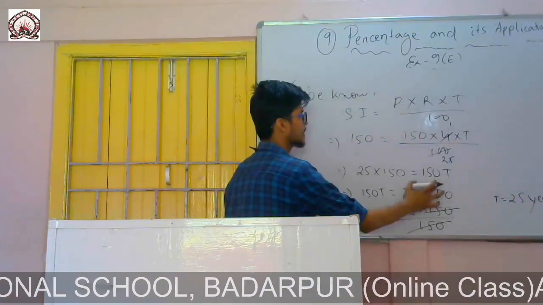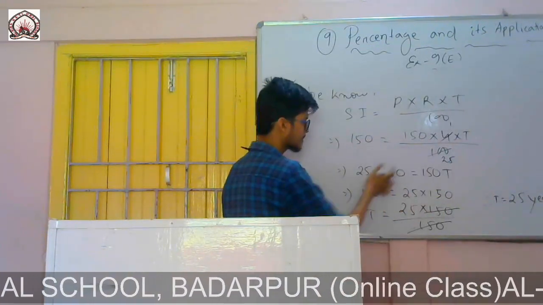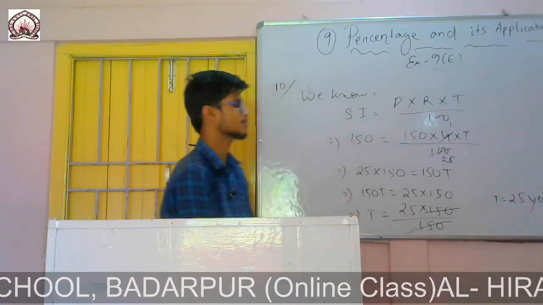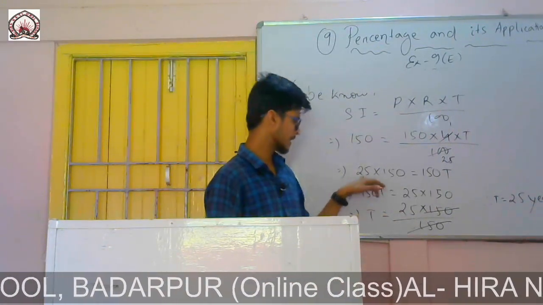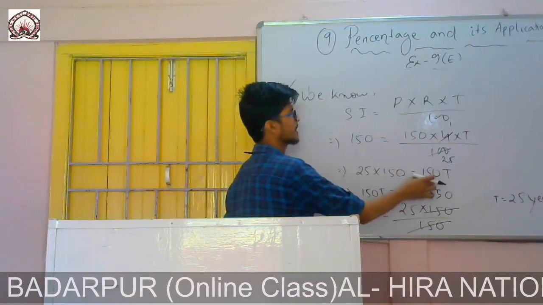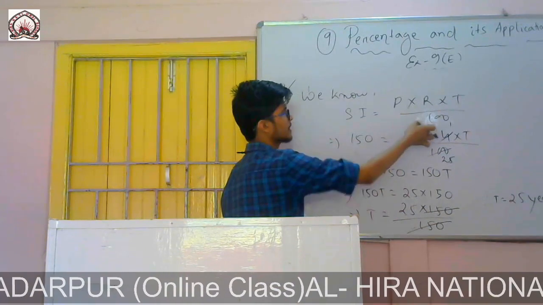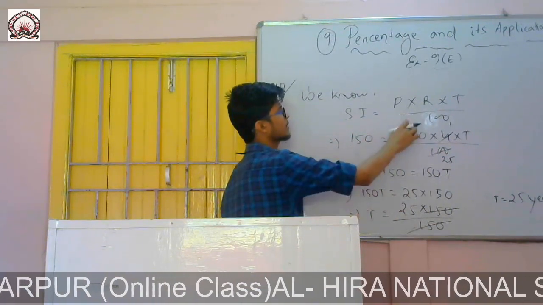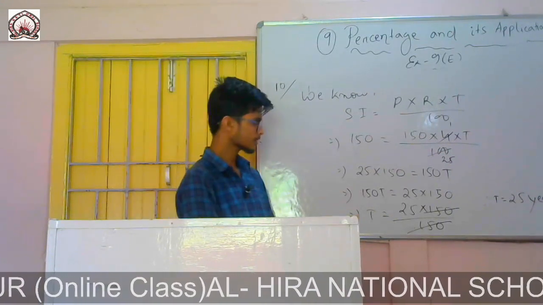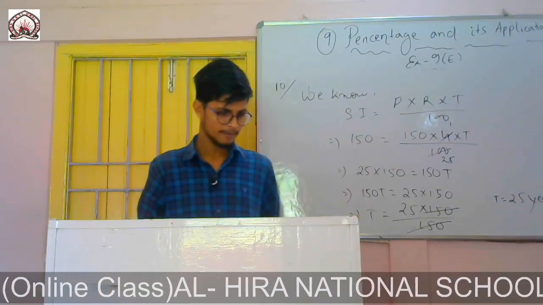Or directly you can cancel here. This 150 and this 150 you can cancel. Then T will be directly equal to 25. So it's up to you. If you don't understand like this, you can do it in full, you can rearrange. Or simply you can cancel here also. If I cancel this one and this one, there will be 1 left, there also 1. 25 into 1, it will be 25. Okay. So the answer is 25 years.